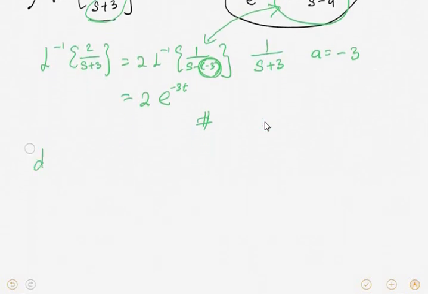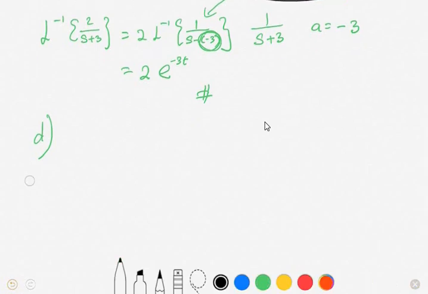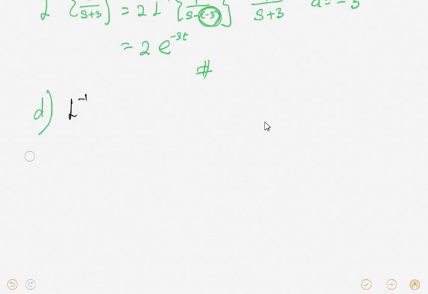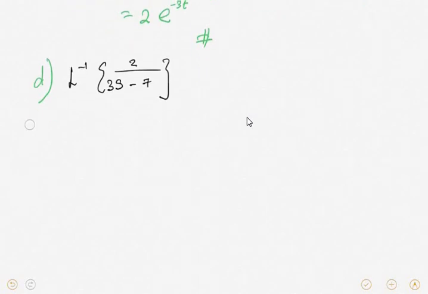Another example. Inverse Laplace transform of 2 over 3s minus 7. If you look here, you have 3s minus 7. Usually we only have one s. We don't have 2s or 3s or 4s. From the table of transform, we only have the single s. So we must change the format into a single s. To do that, this 3s we need to divide by 3. So everything has to be divided by 3.